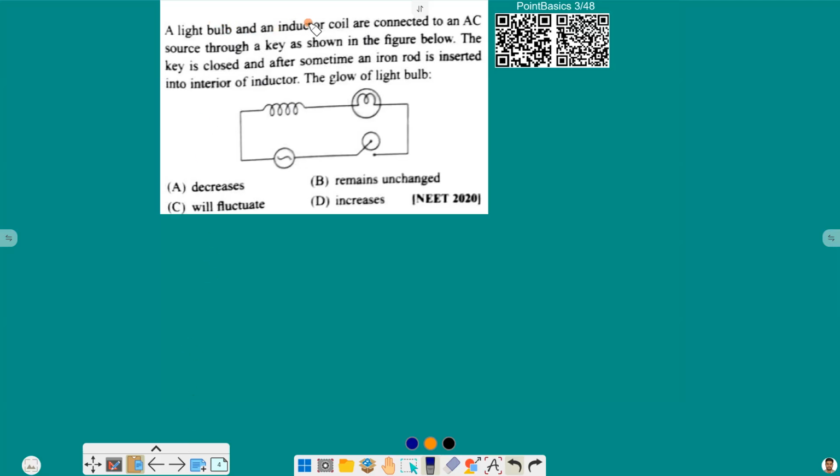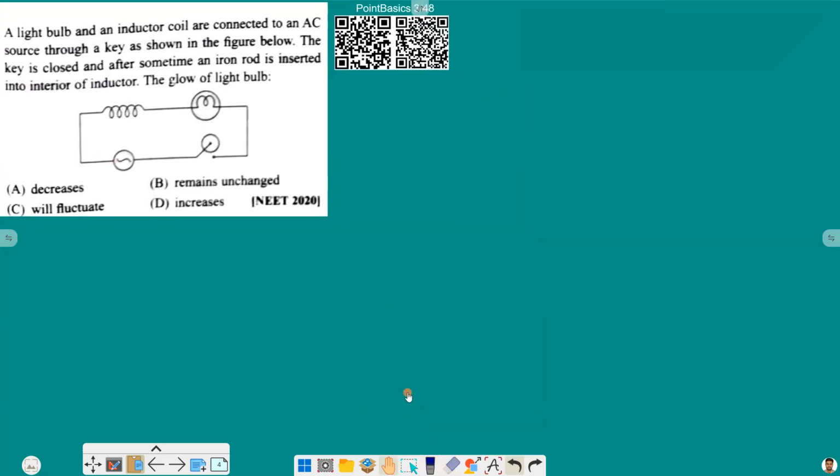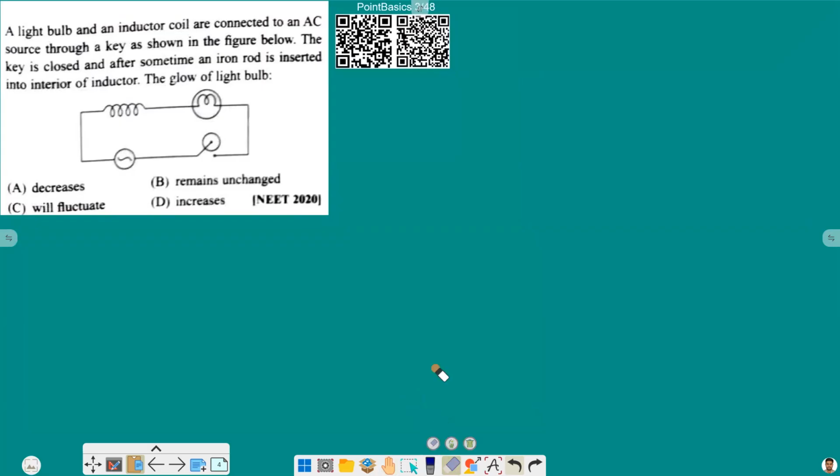A light bulb and an inductor coil are connected to an AC source through a key shown in the figure below. The key is closed, and after some time an iron rod is inserted into the interior of the inductor. The glow of the light bulb. So we have to find out the glow of the light bulb. Now consider the scenario before inserting the rod. So we can say case 1, without iron rod.